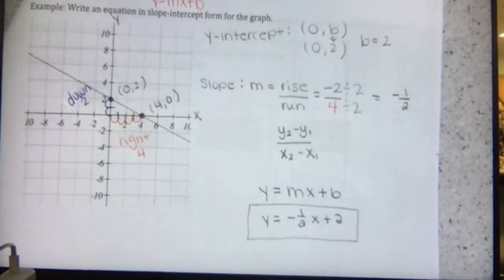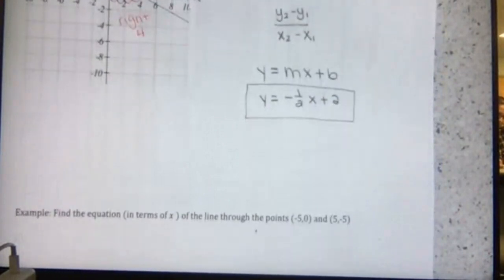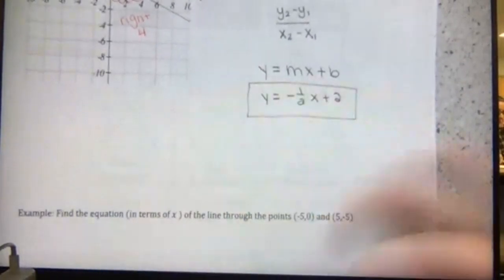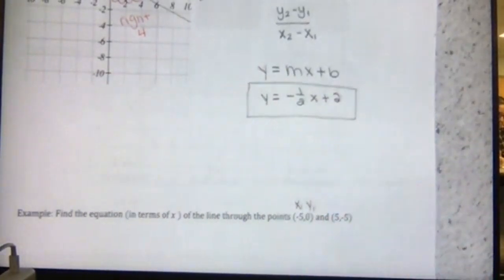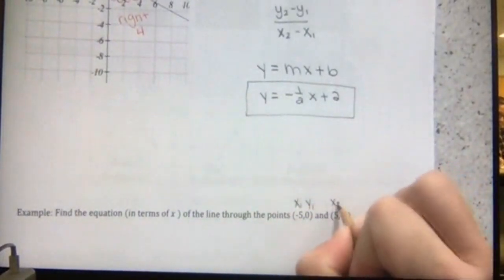Same thing for the next one, but instead of giving us the graph, it gives us just 2 points. Find the equation in terms of x of the line through the points -5, 0, and 5, -5. So it gives us 2 points. I can label this first point as x1, y1. That's my first point. I can label my second point as x2, y2.